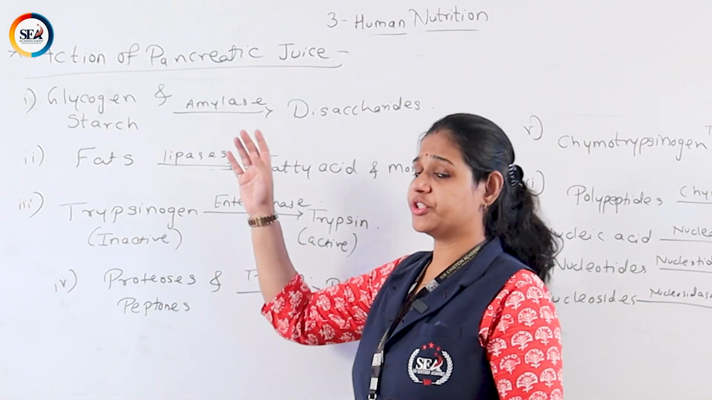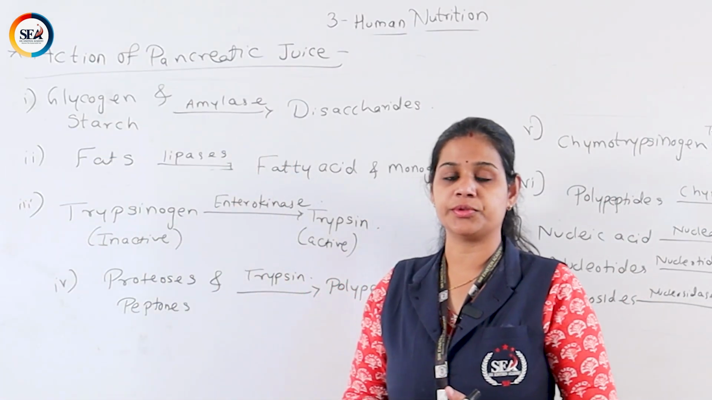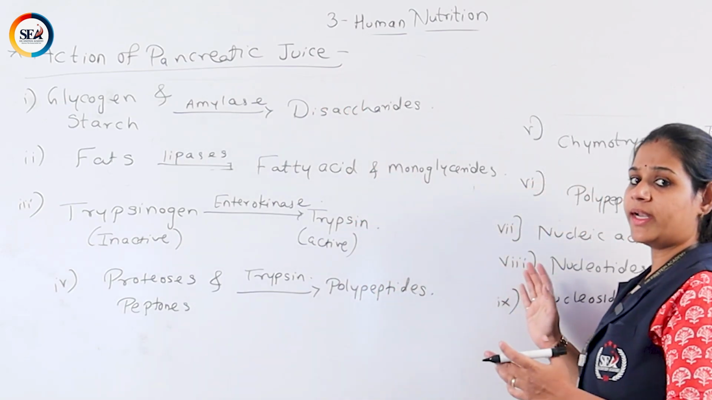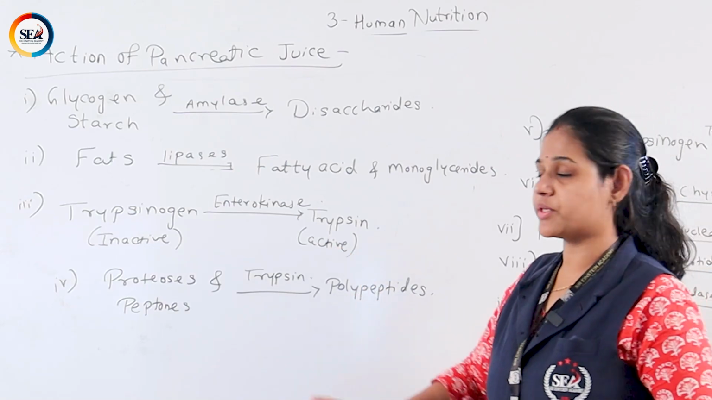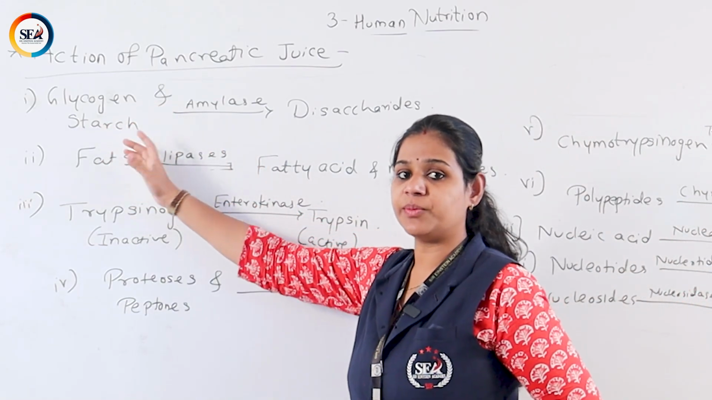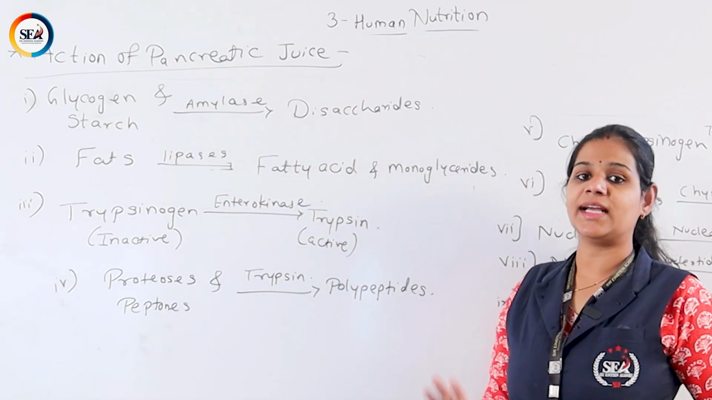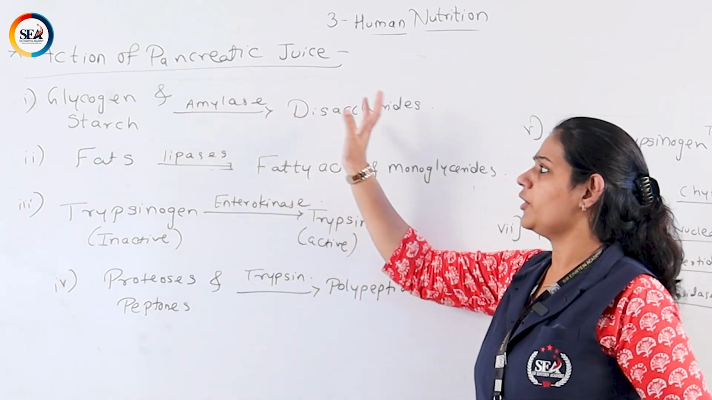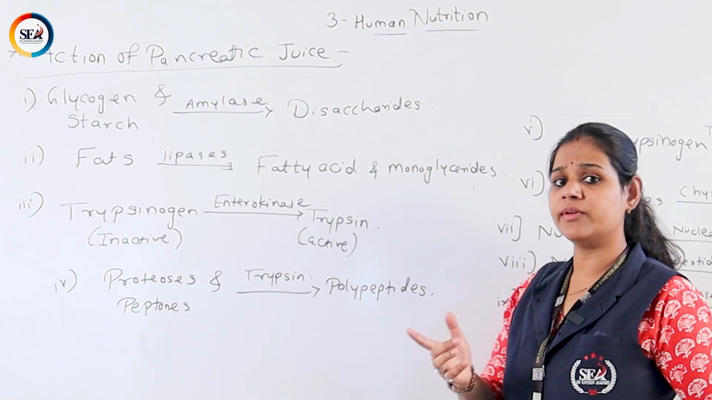Now we are going to see the action of pancreatic juice and intestinal juice. First we will see the action of pancreatic juice. There are various reactions which take place with the help of different enzymes. First of all, glycogen and starch, with the help of amylase, are converted into disaccharides. Glycogen and starch are polysaccharides. These are converted into the disaccharide with the help of which enzyme?